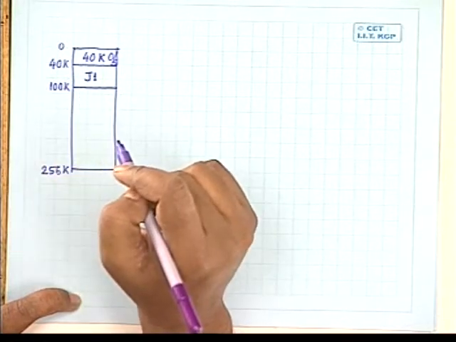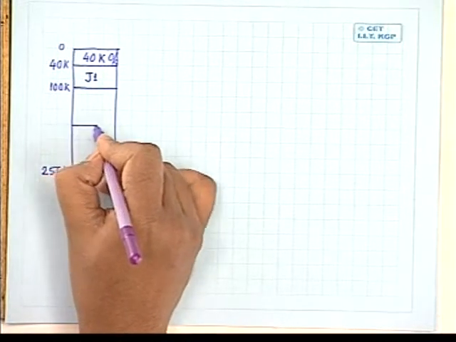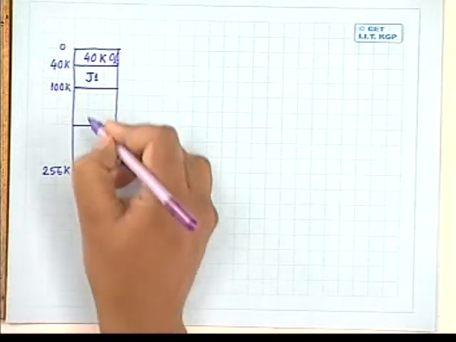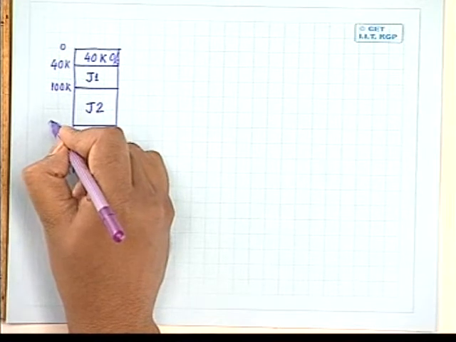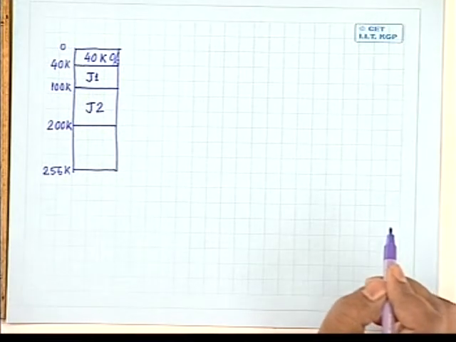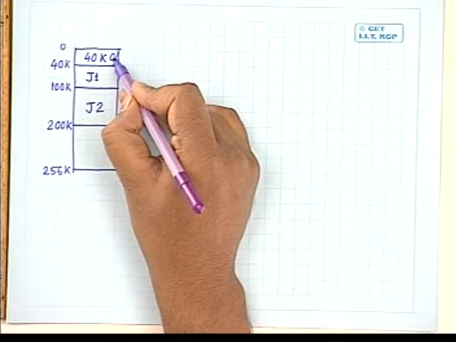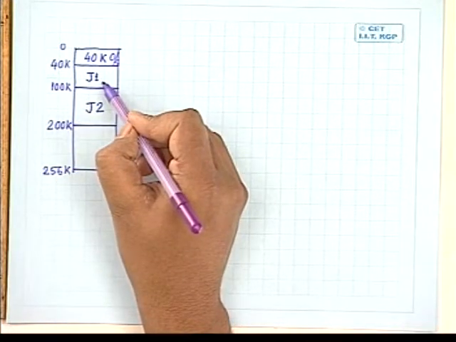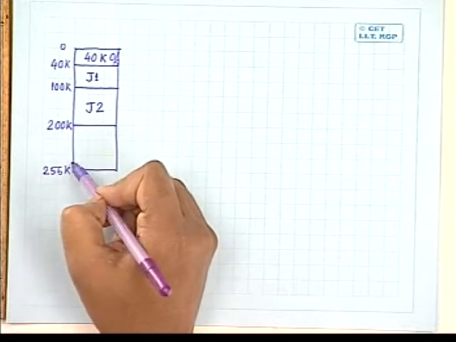The next job J2 has a size requirement of 100 kilobytes. I have a free partition of 156 kilobytes, so I can divide this into two partitions. One partition of 100 kilobytes can be given to job J2, and here the boundary is 100 plus 100, that is 200 kilobytes. Right now I have four partitions in the memory. The first is given to the operating system, the second to job J1, the third to job J2, and the fourth partition of size 56K is still free.